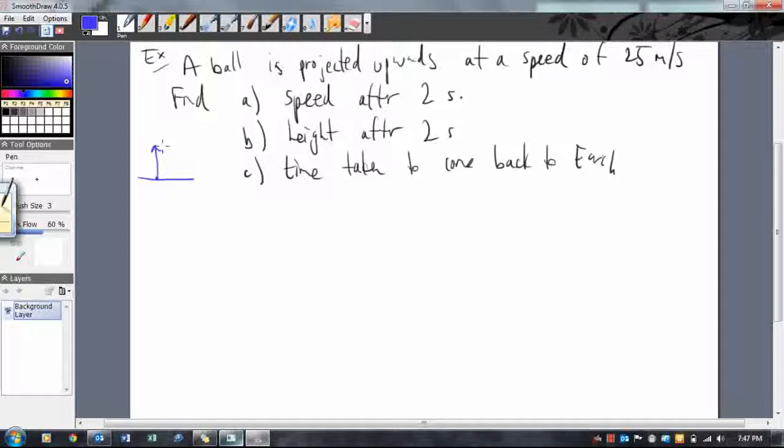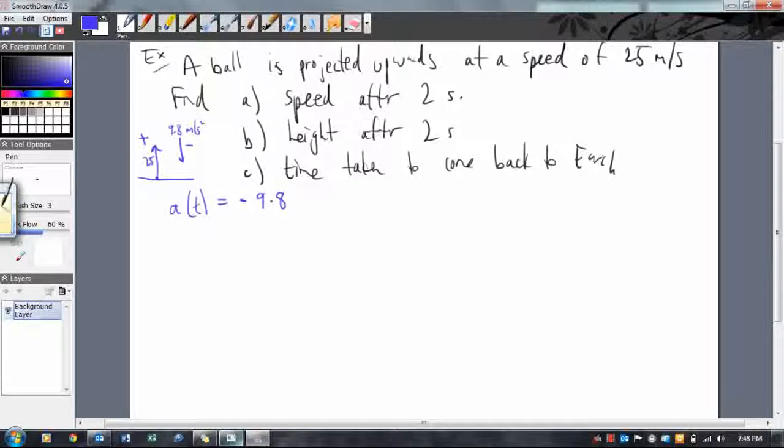There's Earth, and it's getting shot up at 25 meters per second in a positive direction. We'll call that the positive direction, going upwards. So positive is upwards, and we've got gravity pushing downwards at 9.8 meters per second squared. That's the acceleration due to gravity. So let's just write that down. In fact, a of t is equal to negative 9.8 meters per second squared. So that's your acceleration.